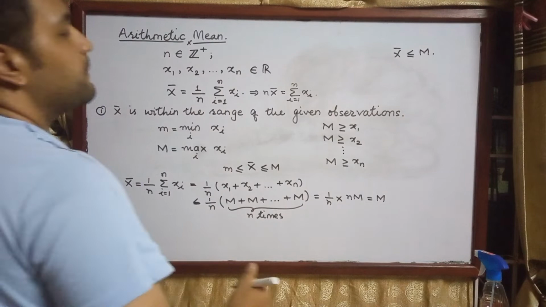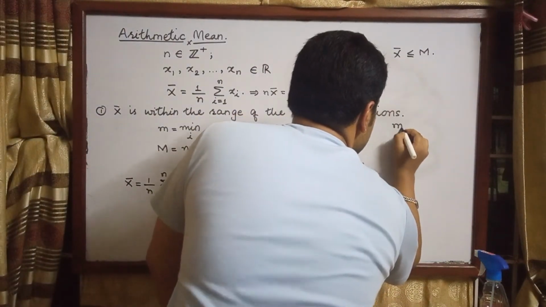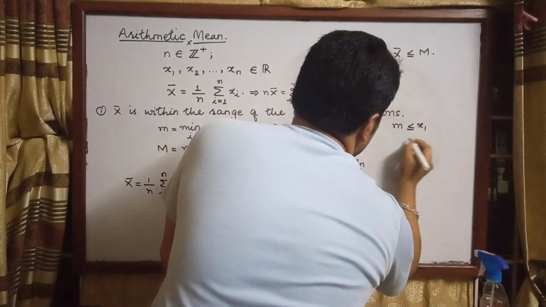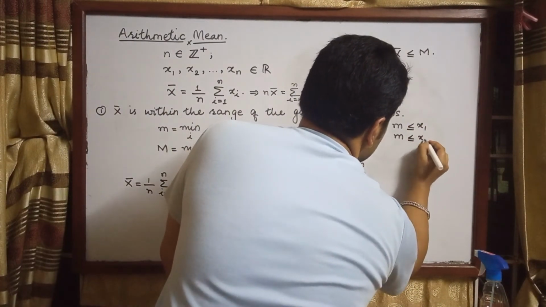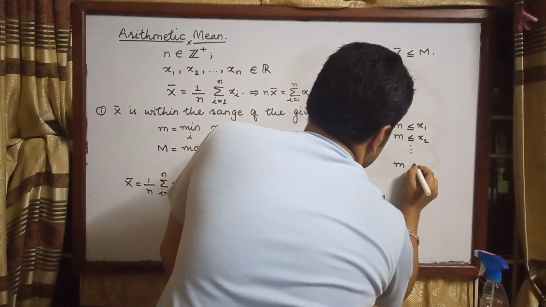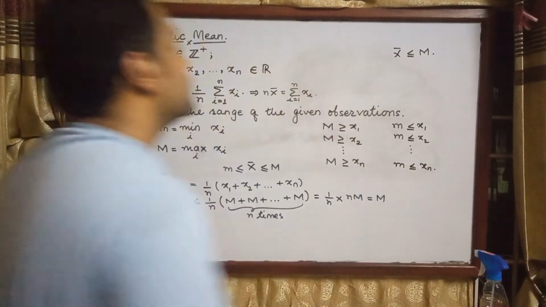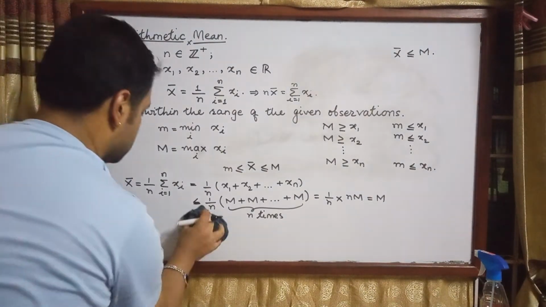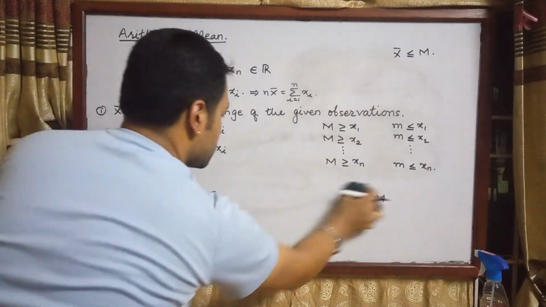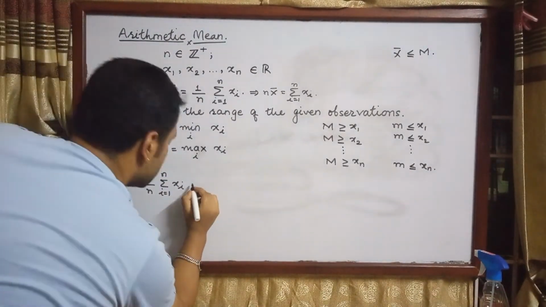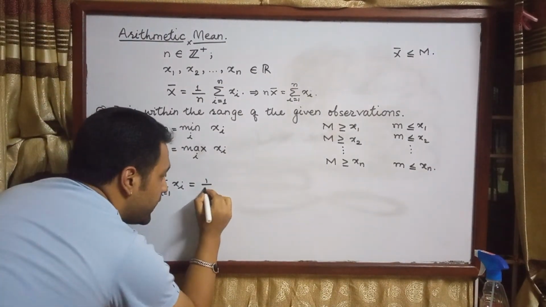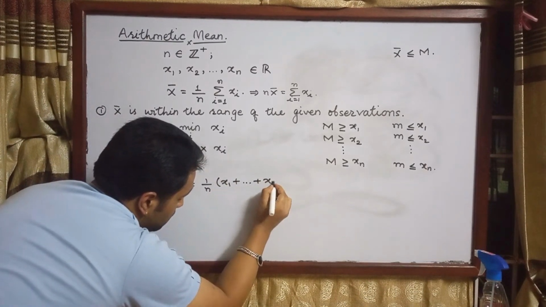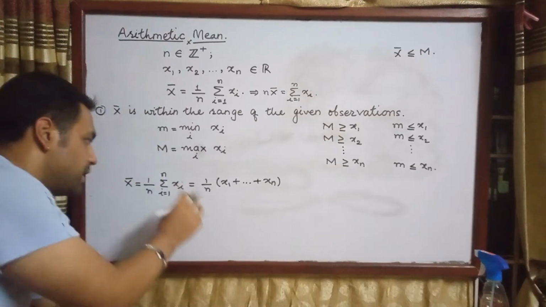Now similarly, since m is the minimum of these values, m is less than or equal to x1, m is less than or equal to x2, m is less than or equal to xn. Okay, so again this is 1 over n (x1 + ...), like this, okay, expanding this sum.